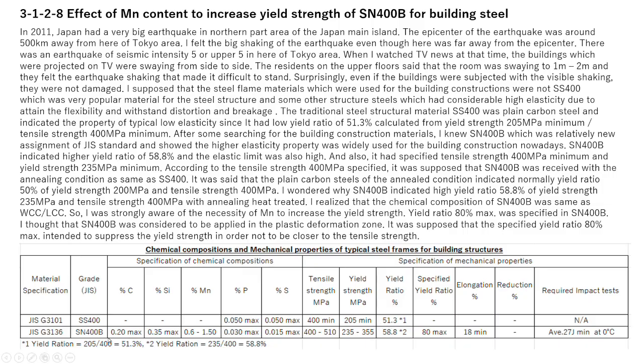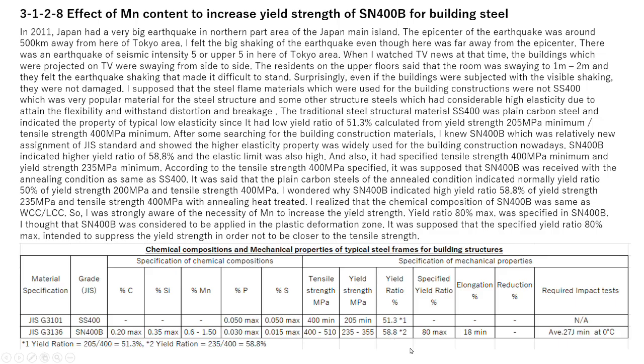But SN400B indicated yield strength 235 megapascal minimum, and the yield ratio is calculated as 58.8%. This number indicates a relatively high yield ratio.